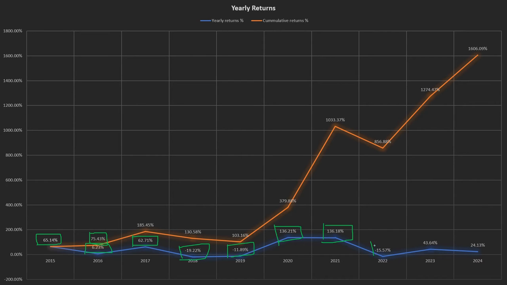In 2022, again, the sector gave a negative return of 15.57%. Then again in 2023, this sector bounced back with a positive return of 43.64%. And 2024 gave a net positive return of 24.13%. So in the last 10 years cumulative, this sector gave a return of 1606%. So 1600% return in the last 10 years in the sector.